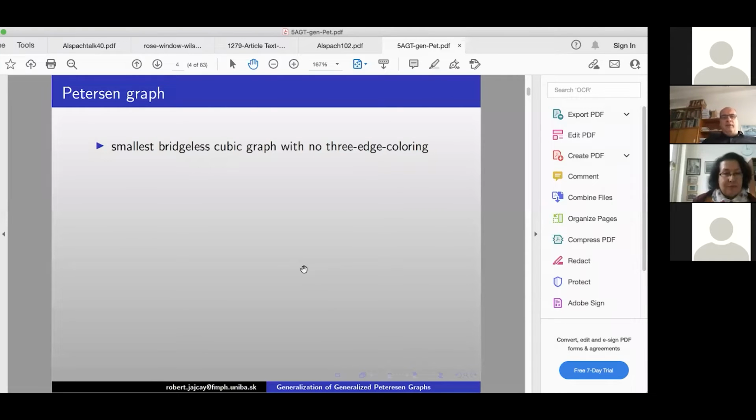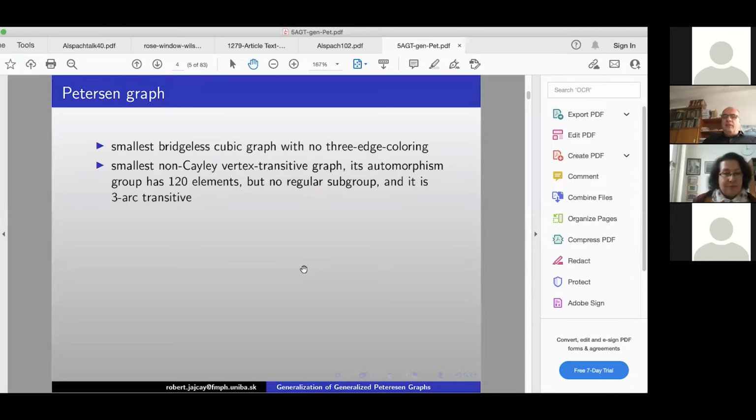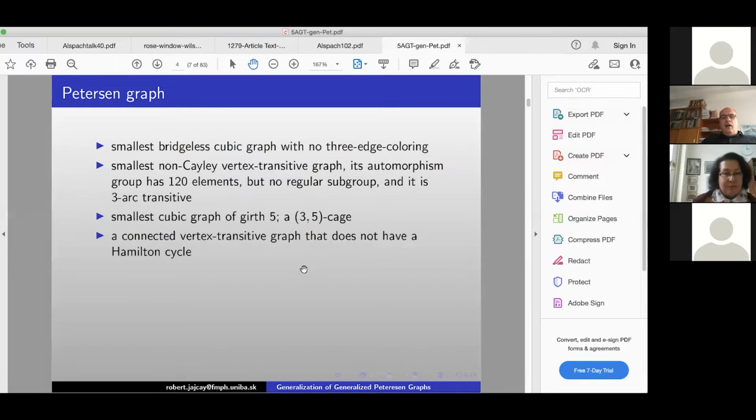Of course, there are other properties. For instance, it's the smallest bridgeless cubic graph with no 3-edge coloring. It's the smallest non-Cayley vertex-transitive graph. We all know the automorphism group, but it has no regular subgroup. It's 3-arc transitive. It's the smallest cubic graph of girth 5, so it's a (3,5)-cage, which I'm interested in in my parallel part of research into cages. It's connected vertex-transitive, but doesn't have a Hamilton cycle. It's a (10,3,0,1) strongly regular graph, so that's another reason why people talk about this graph in this workshop.